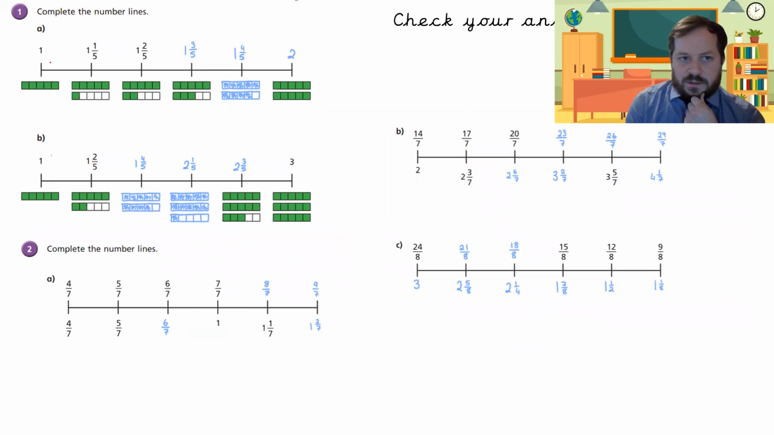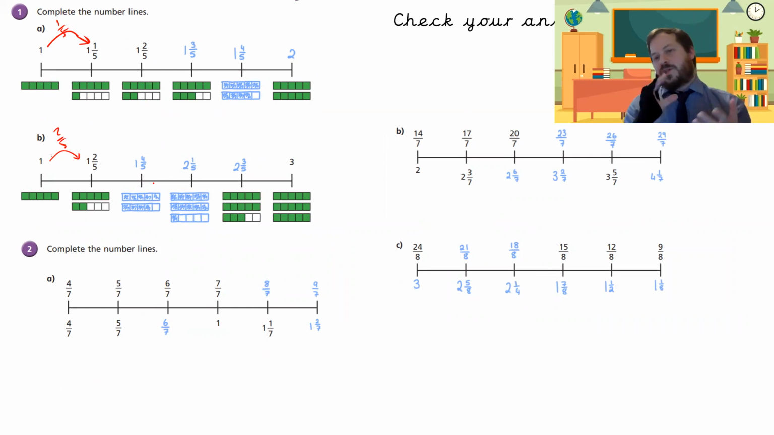So the jumps on this one, that jump from 1 to there was 1/5. So you're adding a 5th all the time. The jump from there to there was 2/5. So we're adding 2/5 all the time. And that should always be your first step. What is the rule? What's the jump that we're having to make?